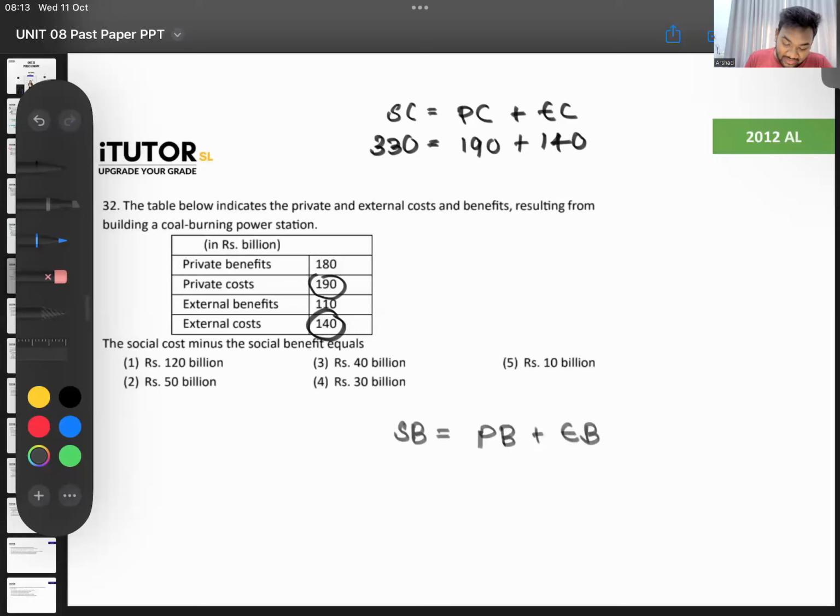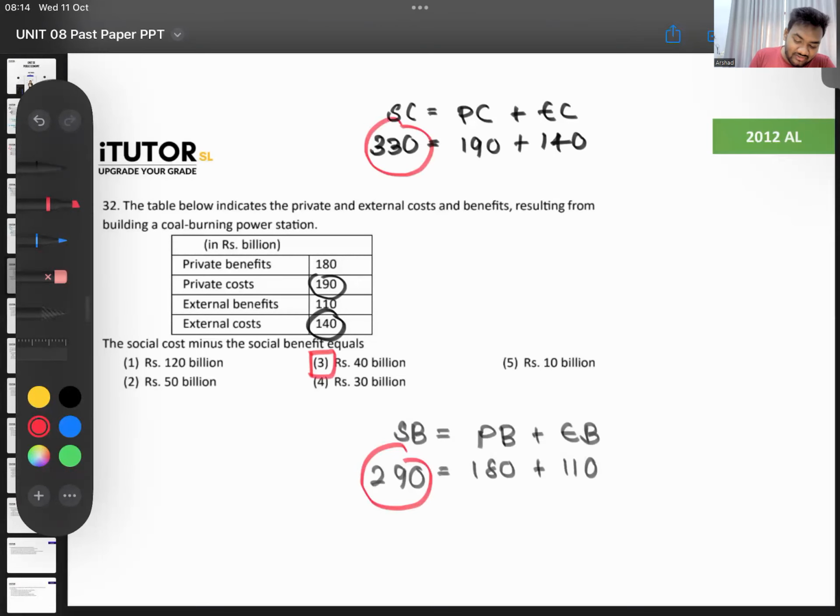So the private benefit here is 180. You're getting a benefit of 180. The external benefit is 110. So how much is the social benefit? Social benefit is 290. So what are they asking? They are asking social cost minus social benefit. Social cost is 330, social benefit is 290. So you deduct this from this. What is your answer? 330 minus 290, you get 40.